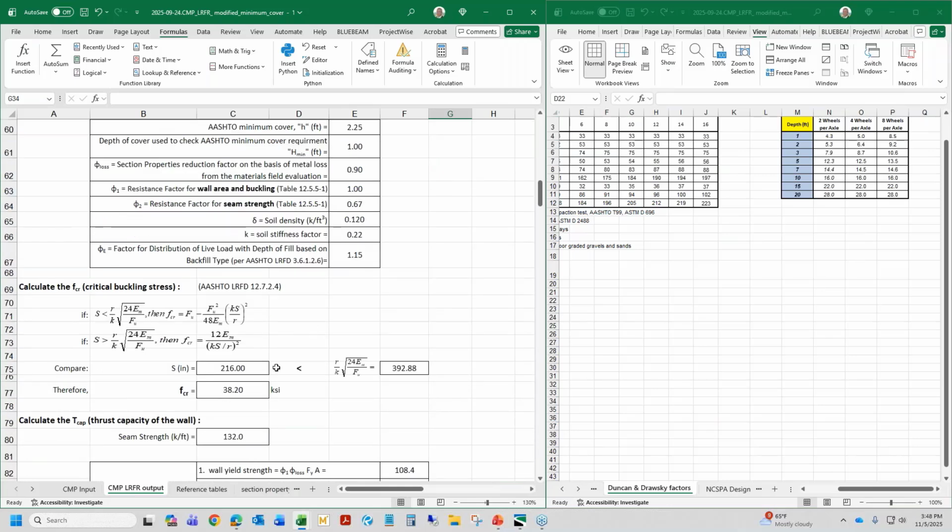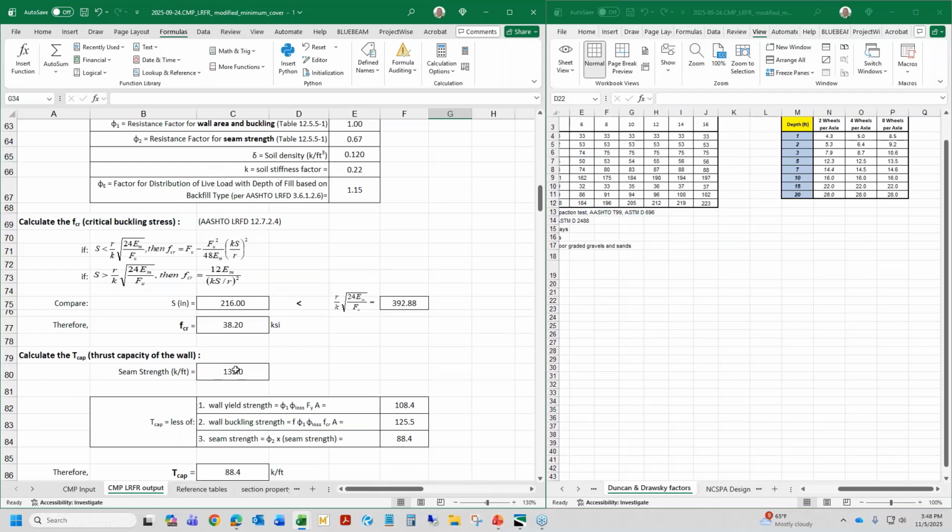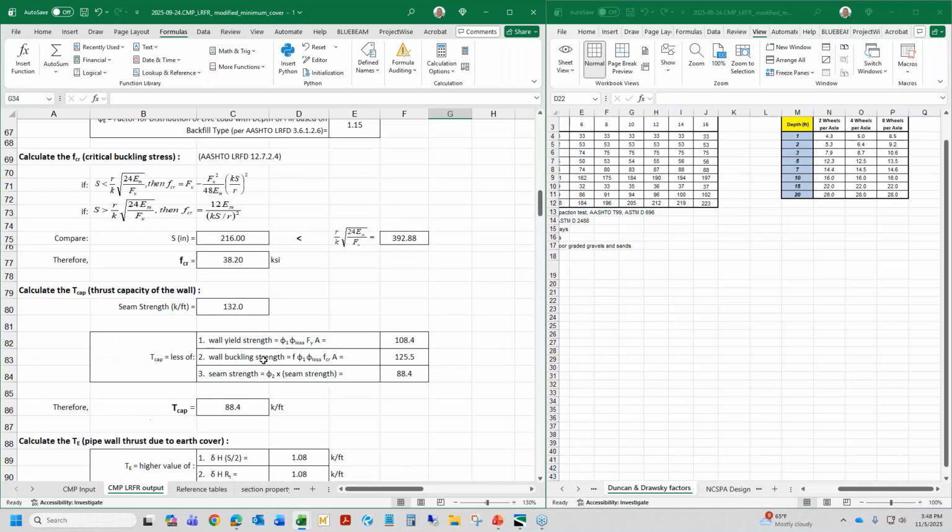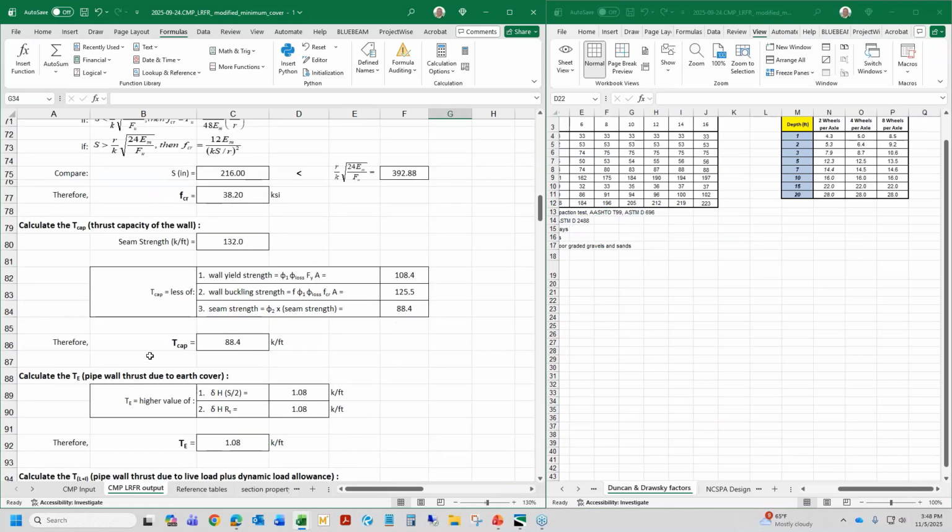buckling stress. We then look at seam strength, and we make sure that the thrust in the wall is less than the seam strength. From that, we basically check, is the yield of the structure greater than the critical buckling? If it's not, we utilize the critical buckling. And then we also look at the seam strength and make sure that the thrust is less than the factored seam strength. And if it is, then we get the full capacity of the structure, the full thrust capacity.